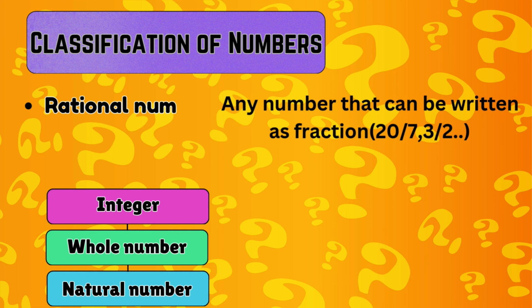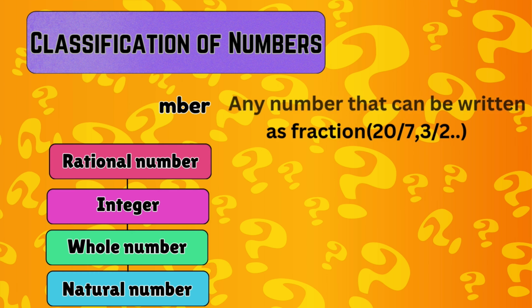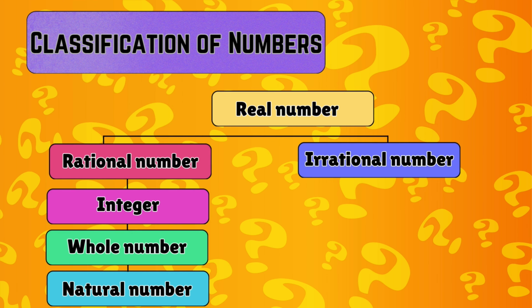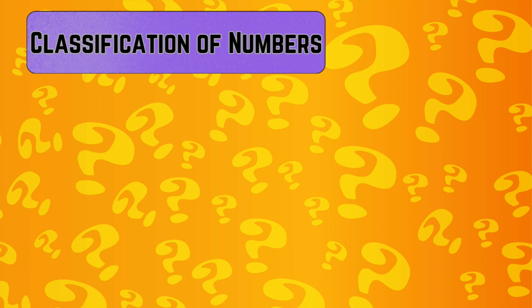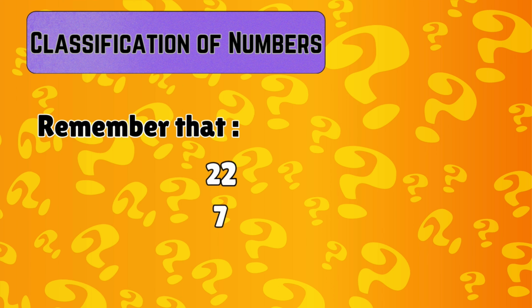Any number that can be written as a fraction is a rational number. Real numbers include decimals, irrational numbers, whole numbers, and negative numbers. They are represented by these letters. Note that 22 by 7 is rational, but pi is irrational.